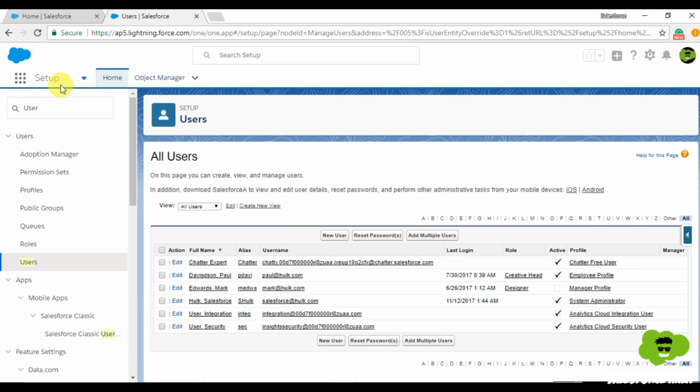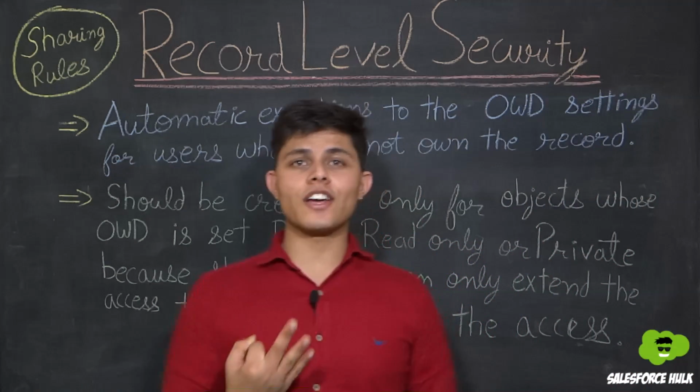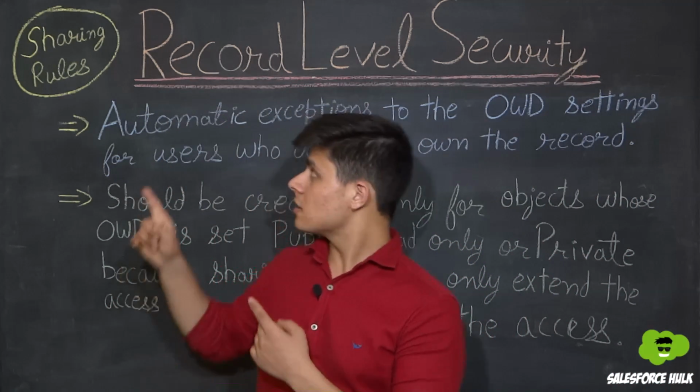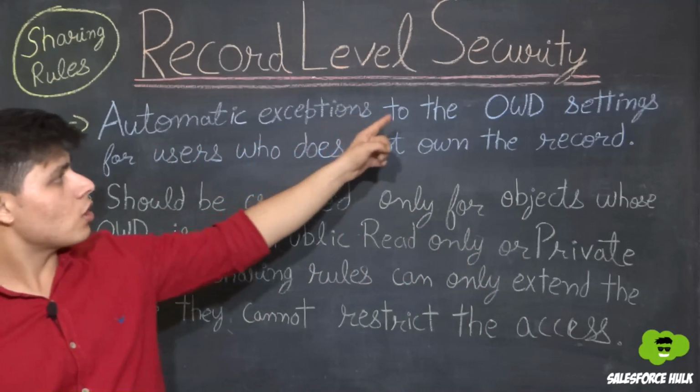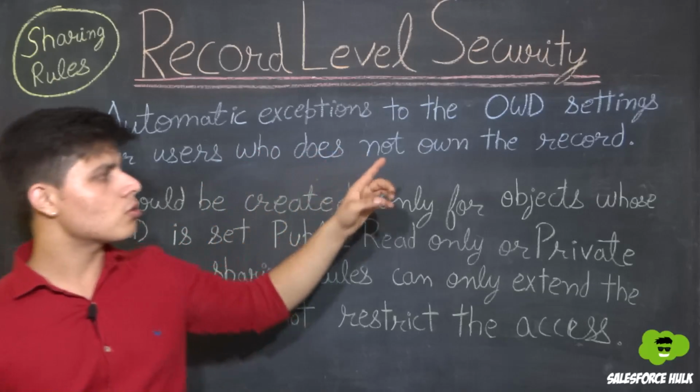So this is how we implement the initial 2 levels of record level security in Salesforce. Now let's see what the other 2 levels are and how we can implement them. Now let's start with the third level of record level security implementation, that is sharing rules. Sharing rules are automatic exceptions to the OWD settings for users who do not own the record.